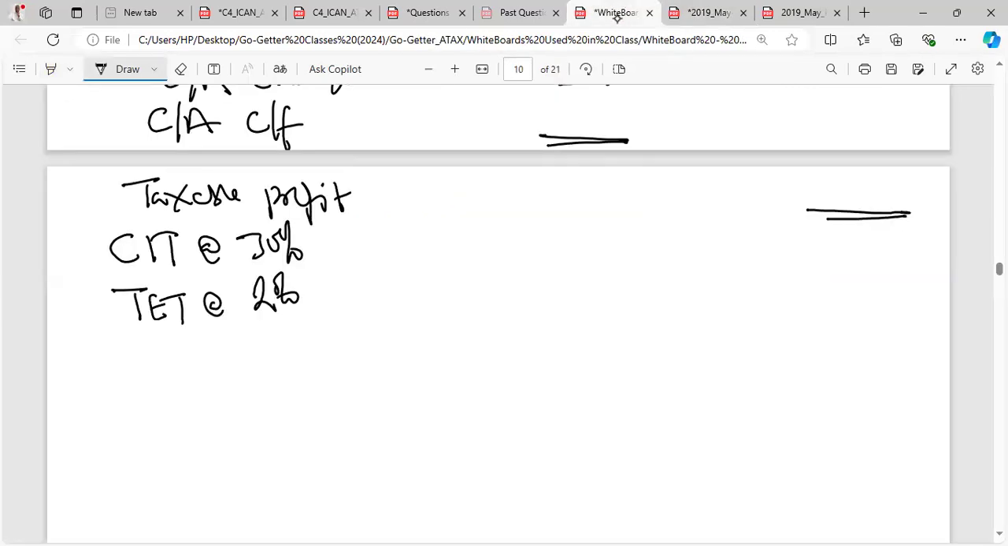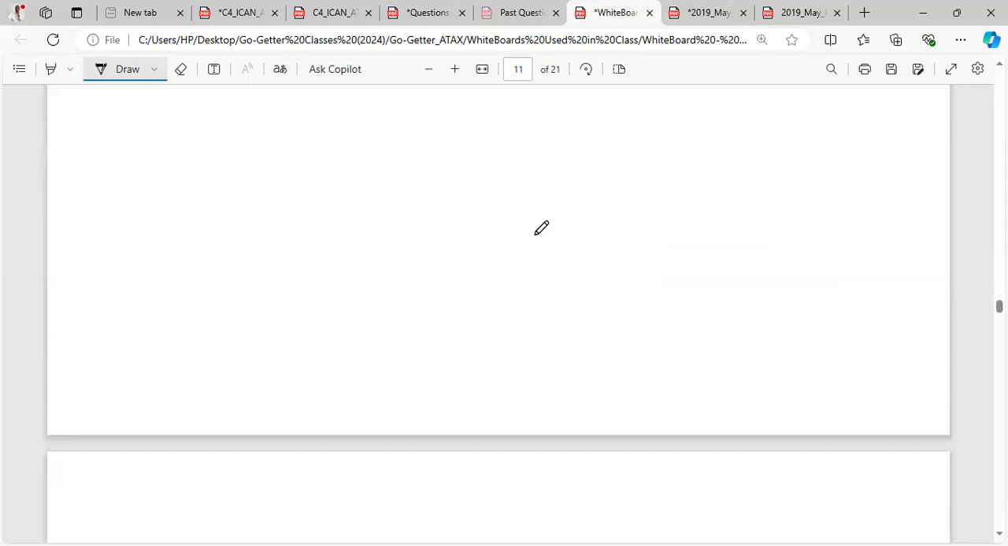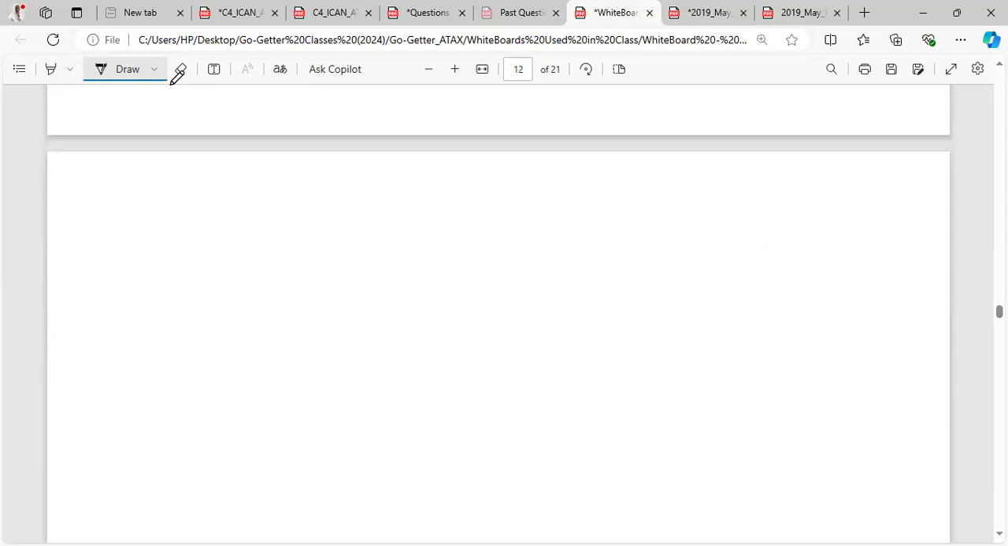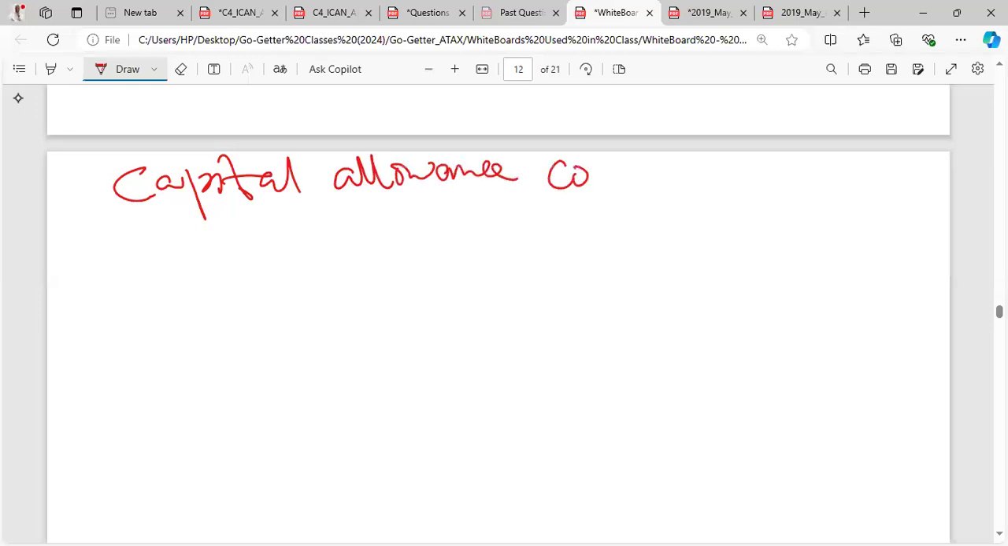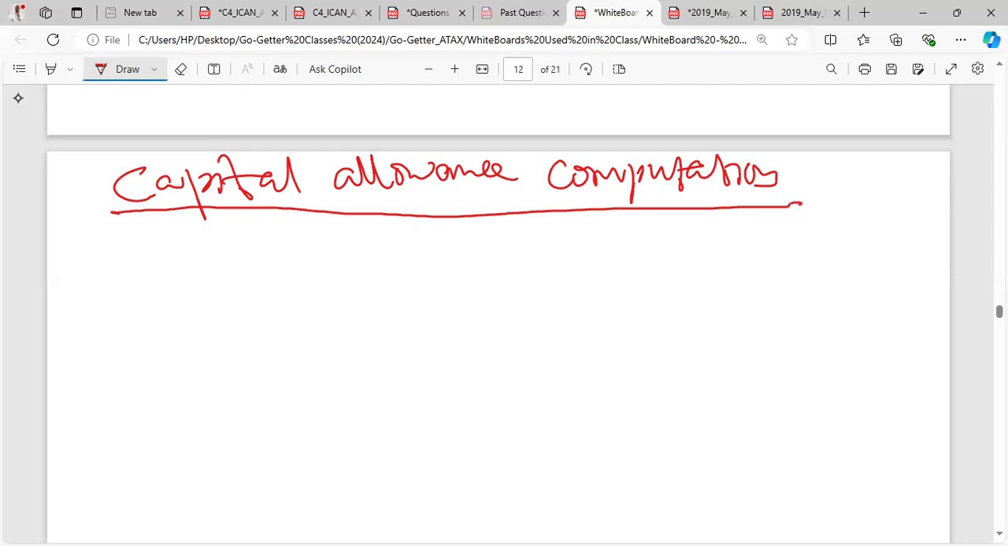So what I will do here, I want to go straight to the workings. I will give enough room. I will give this whole page and I will start my workings here. Let's see how we can manage our workings. Will I even say workings? This is computation of capital allowance, so it's not workings. Just say capital allowance computation.